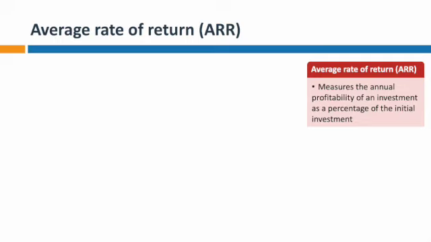So it measures the annual profitability of an investment as a percentage of the initial investment. Compared to the payback method, it actually looks at the whole profitability of the entire project and doesn't necessarily take into account when the returns from the project are coming.